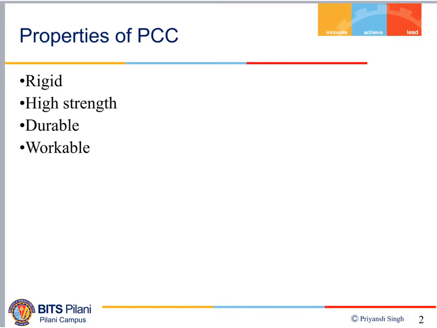Let's see what are the different properties of plain cement concrete. As you already know, plain cement concrete is rigid in nature, its strength is high, it's durable, and when you are mixing them, compacting them, and spreading them in the field, they are very workable. So these are all the required properties you look for in plain cement concrete when you are constructing the pavement out of them. You require rigidity, high strength, durability, and workability.